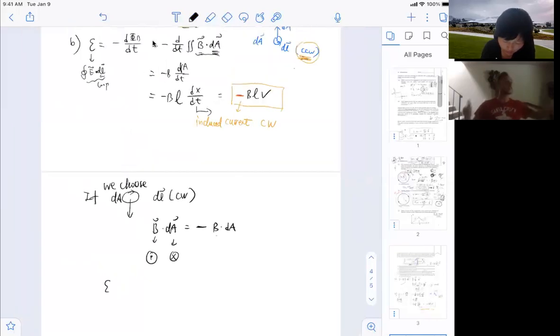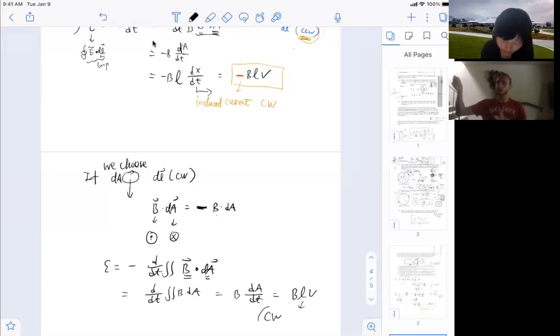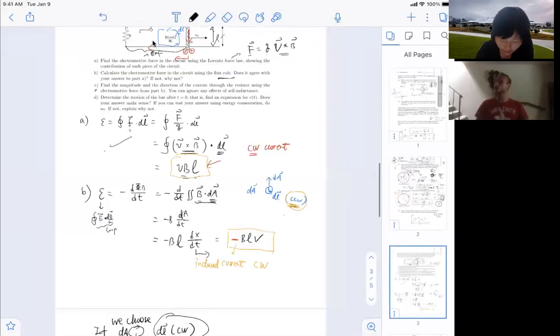Your calculation would become negative d/dt of B dot A, but you choose these two in opposite directions, so you would end up with an extra negative sign. So that becomes d/dt, B times dA/dt, which would just be positive BLv. I see. So that way it shows your actual induced current is the same as your BLv, clockwise, right? Got it. Thank you, Professor. Sure. Very good question.